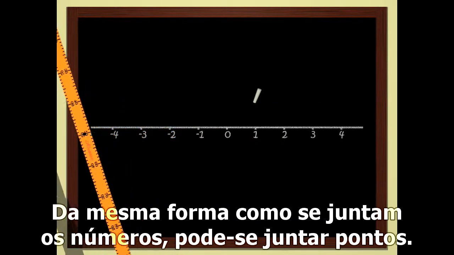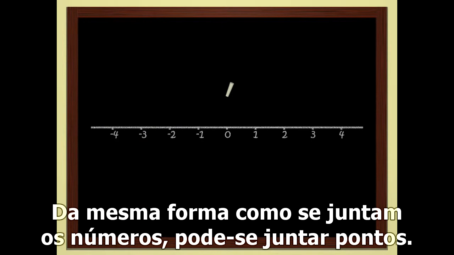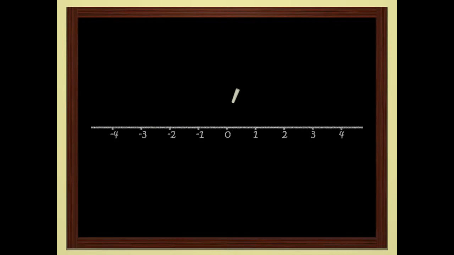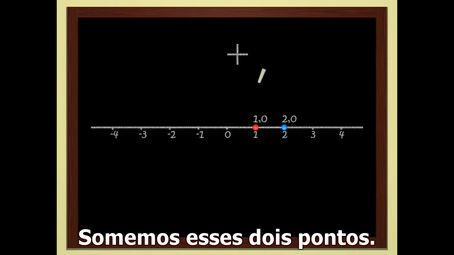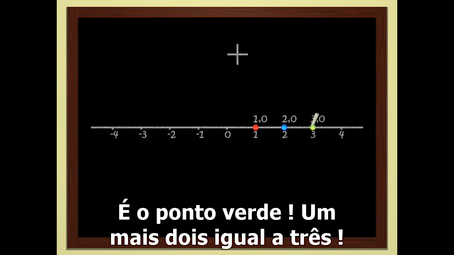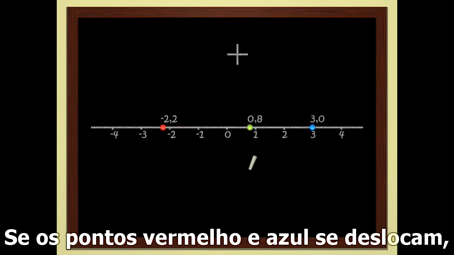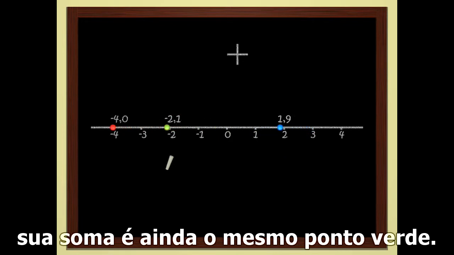Just as we can add numbers, we can add points. Here is a red point on the line and another blue one. Let's add these 2 points. We get the green point. 1 plus 2 equals 3. When the red and blue points move, the green point, which is the sum, must move too.